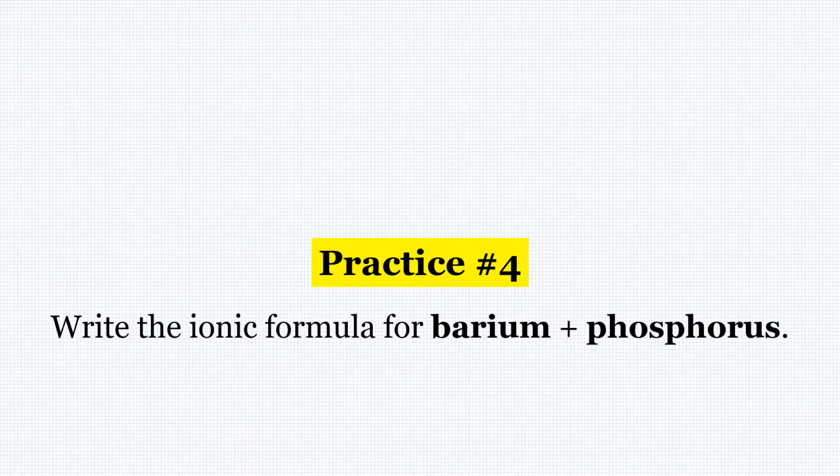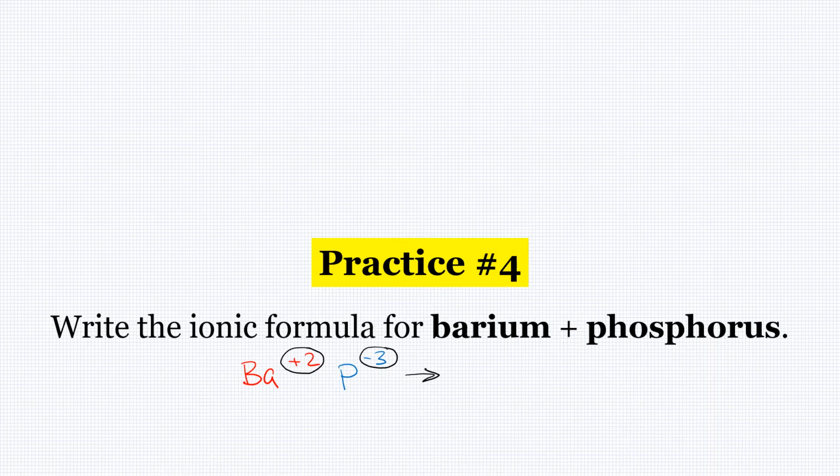All right, one last one. Let's look at barium and phosphorus. This one's a little trickier. So barium has a positive 2 charge. Phosphorus has a -3 charge. Now, if you look at these two numbers, we want to get these to cancel out. We want to find the least common multiple here. So the least common multiple of 2 and 3 is going to be 6.